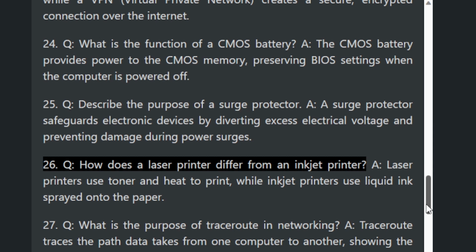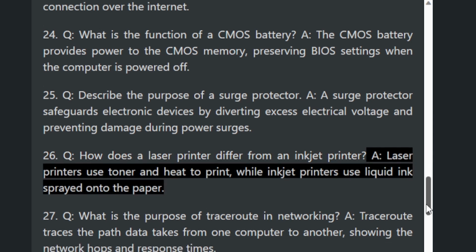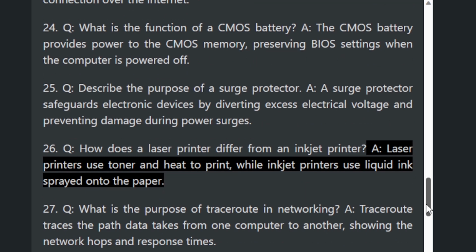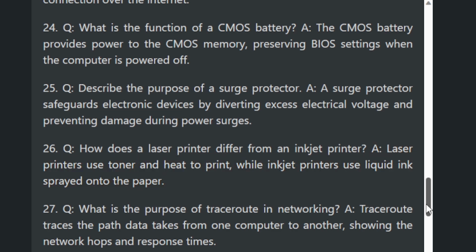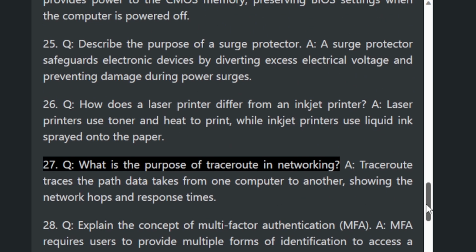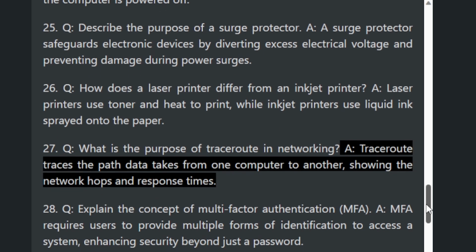26. Question: how does a laser printer differ from an inkjet printer? A. Laser printers use toner and heat to print, while inkjet printers use liquid ink sprayed onto the paper. 27. Question: what is the purpose of traceroute in networking? A. Traceroute traces the path data takes from one computer to another, showing the network hops and response times.